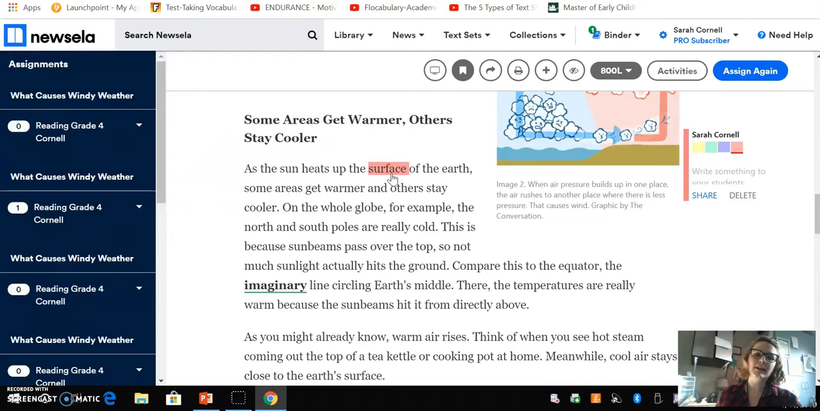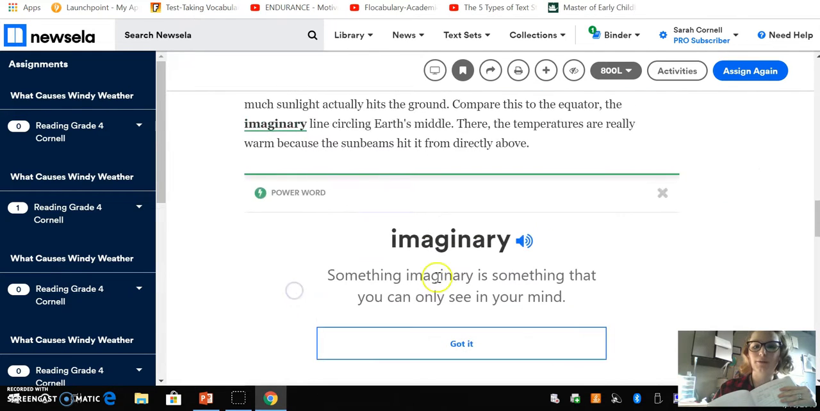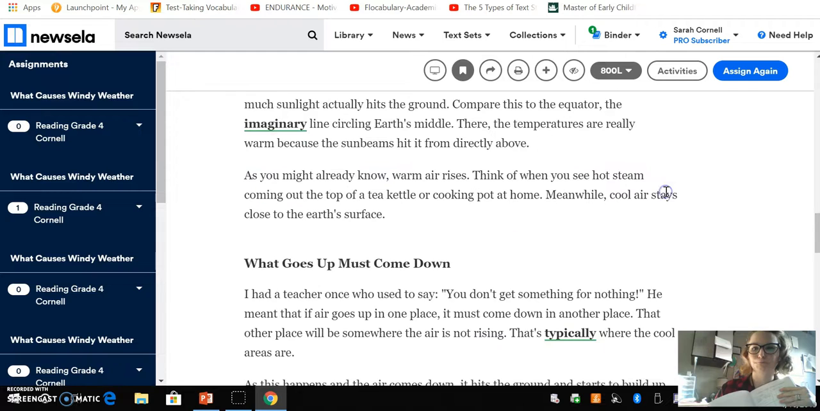So I would continue through the text highlighting words that I do not understand in red and then defining them in my journal. Even if I get to a vocabulary word that I'm not sure about, I'm going to make sure that I click on that and check out what that power word might mean.